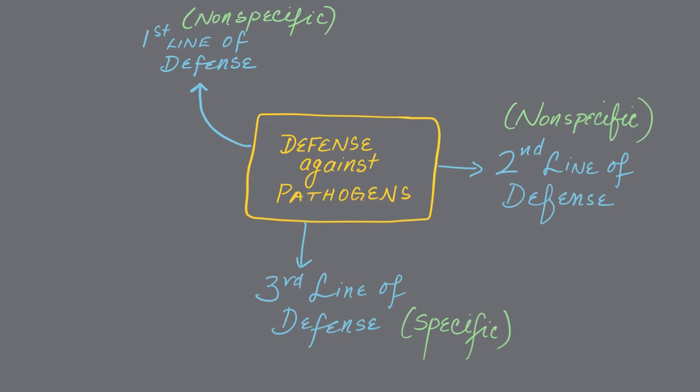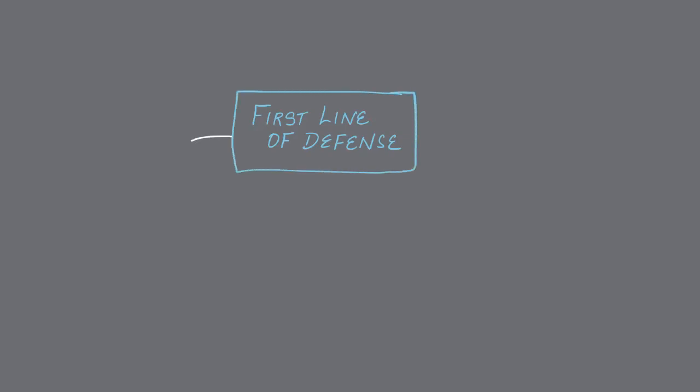For example, antibodies produced against the COVID-19 virus would be an example of the third line of defense. Let's take a closer look at the first line of defense. The first line of defense are barriers that are already there in the body and is the first thing that the pathogen encounters. So it is difficult for the pathogen to penetrate these barriers and enter the body.